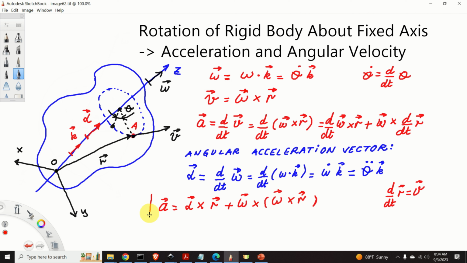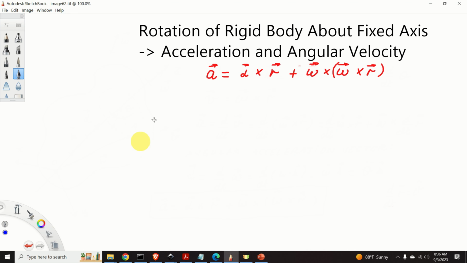And this is a very important expression for the acceleration of an arbitrary point A of the rigid body rotating about the fixed axis. Next, we will give a graphical interpretation of these vectors, and we will derive the mathematical expressions describing the intensities of these two vectors. First of all, let us sketch our body once again.